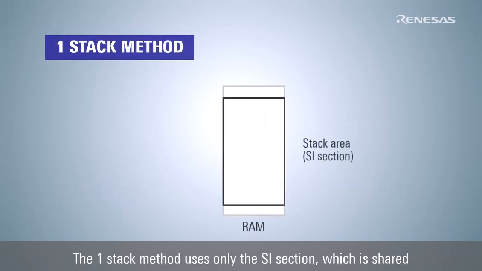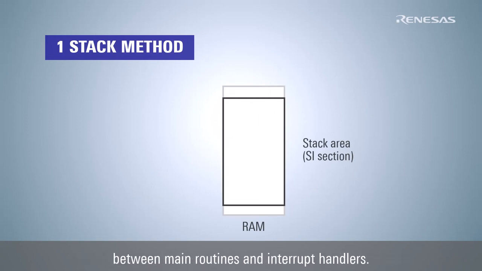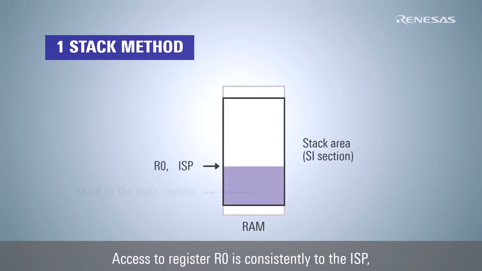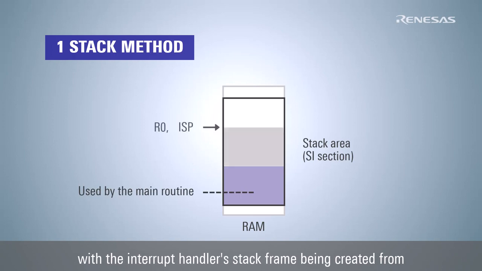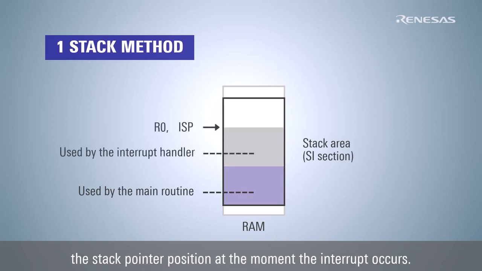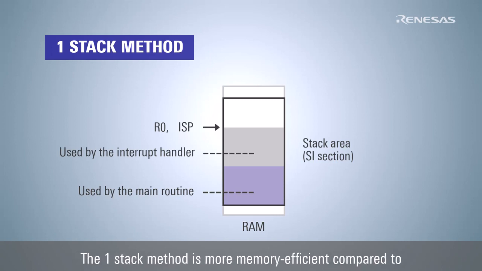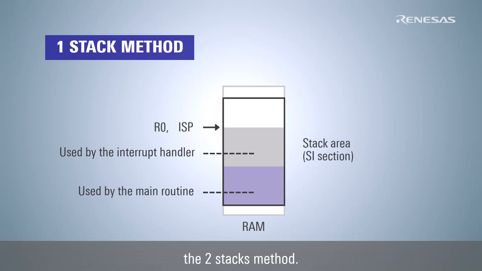The one stack method uses only the SI section, which is shared between main routines and interrupt handlers. Access to register R0 is consistently to the ISP, with the interrupt handler's stack frame being created from the stack pointer position at the moment the interrupt occurs. The one stack method is more memory efficient compared to the two stacks method.